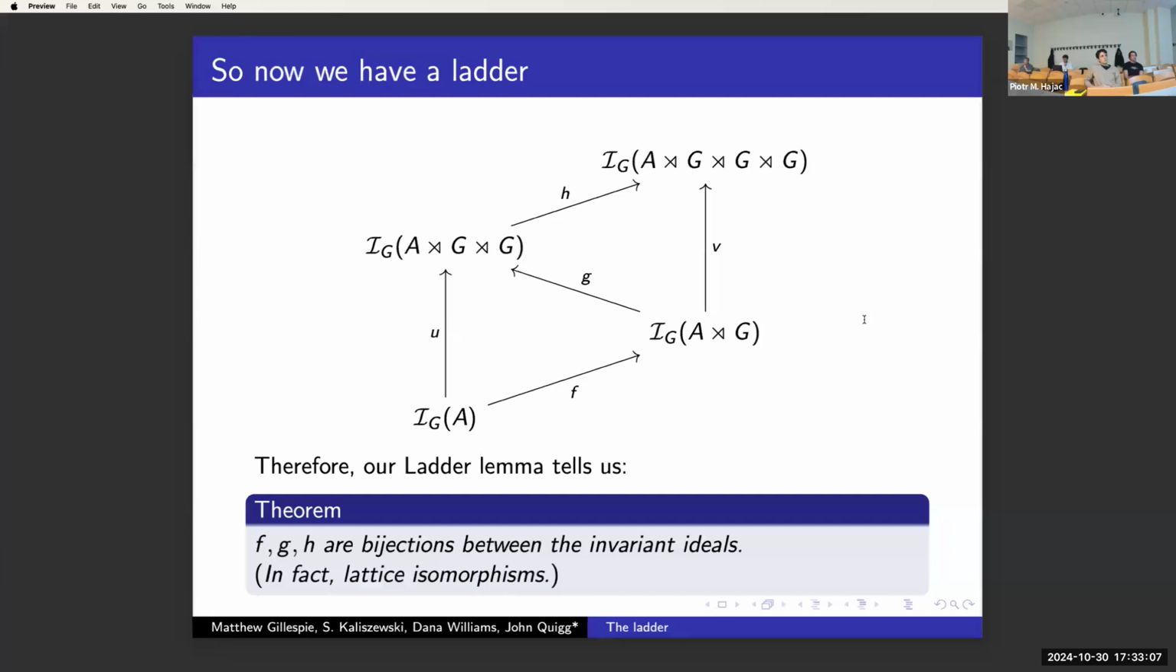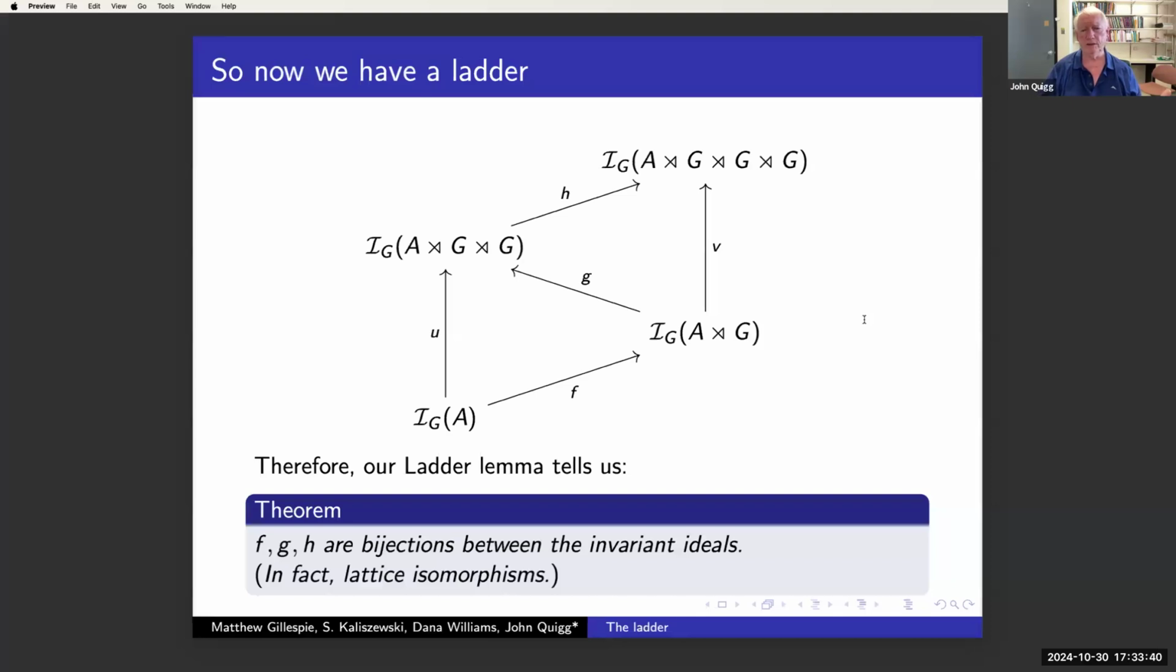Now we put it together, we have a ladder. We have the rungs, we have the vertical struts, and again, the vertical struts are coming from real correspondences between Morita equivalent C-star algebras, and therefore our ladder limit immediately tells us now that the rungs, the F and G and H, are bijections between the invariant ideals. In fact, lattice isomorphisms.